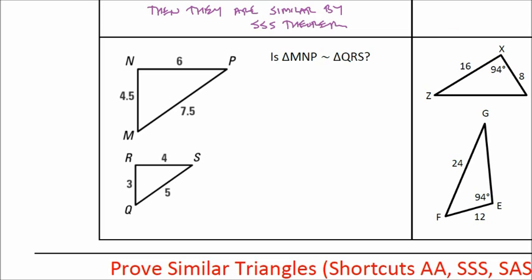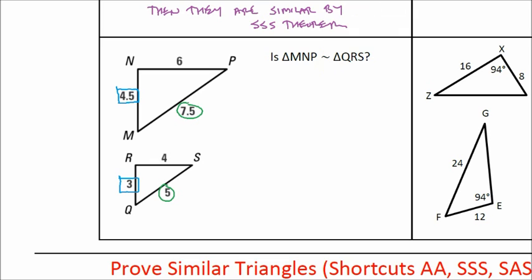We're going to circle the biggest side. The biggest side of the top triangle is 7.5. The biggest side of the bottom triangle is 5. Now we're going to put a square around the smallest side. The smallest side of this one is 4.5. Smallest side of this one is 3. Now you can see these triangles actually haven't been rotated or reflected. They're both in the same orientation, just dilated. And then the 6 and the 4 go together.